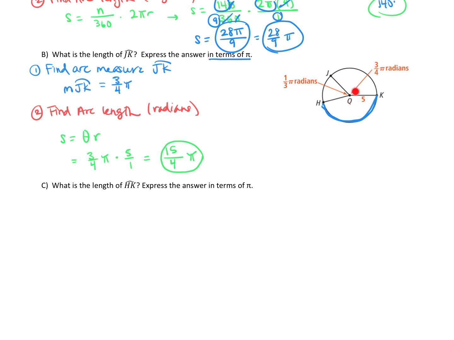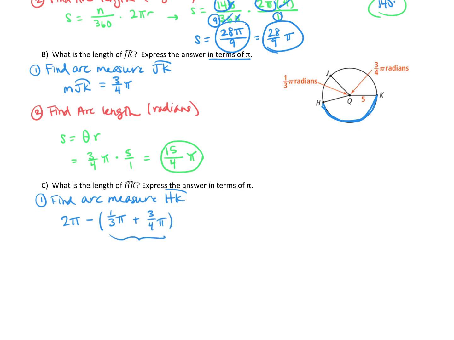Well, we know this one is 3/4 pi. We know this one is 1/3 pi. So all we do is we take the total in radians. Remember, 1 full time around the circle is 2 pi. That's the same as 360 degrees. Well, actually, hold on. Let's do our steps. So first, we're going to find the arc measure for HK. To do that, we're going to take the full circle, 2 pi, and subtract out. In this case, it makes more sense to me to subtract out the 1/3 pi plus the 3/4 pi angles.